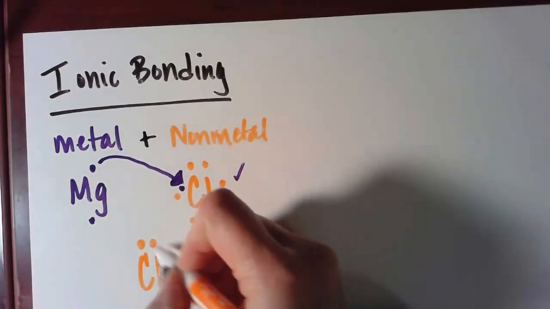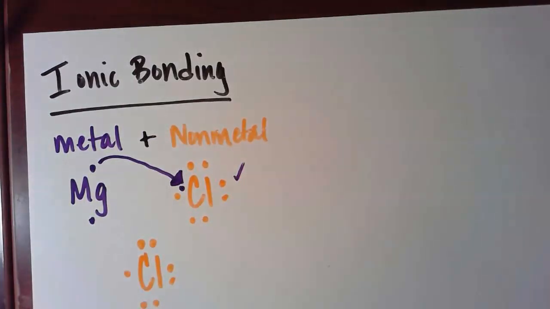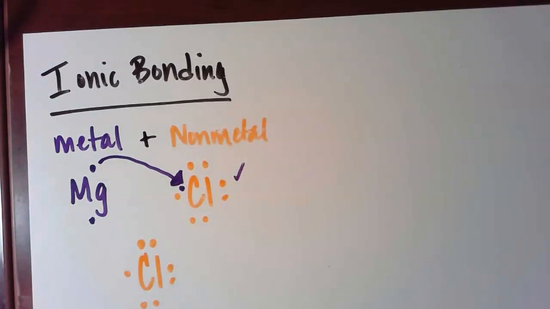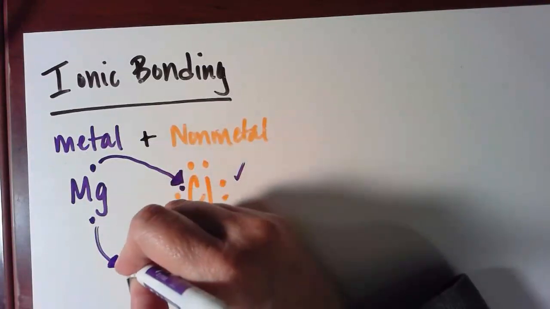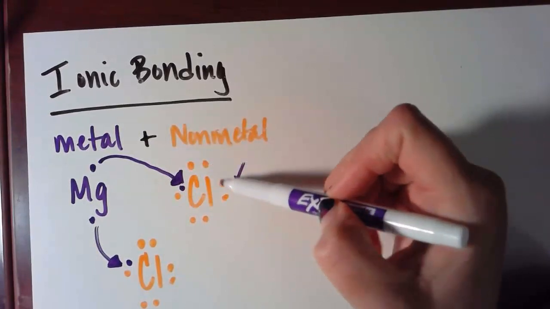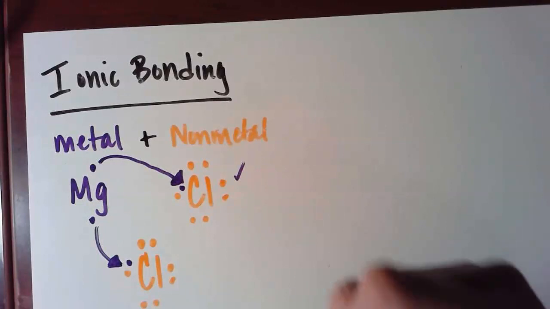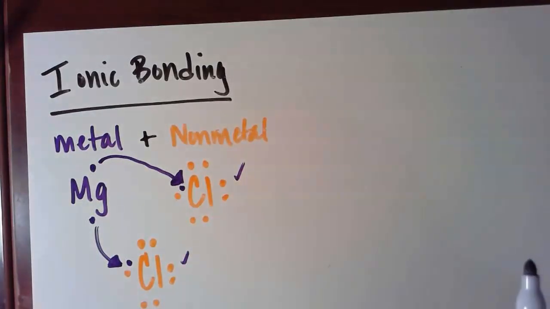Let's do this. If I draw another chlorine, magnesium, we said, gives away its electrons to chlorine. So magnesium gives that electron away to chlorine. And now notice each chlorine atom, 1, 2, 3, 4, 5, 6, 7, 8, 1, 2, 3, 4, 5, 6, 7, 8, has 8. They are content, they are perfect, and you're done.